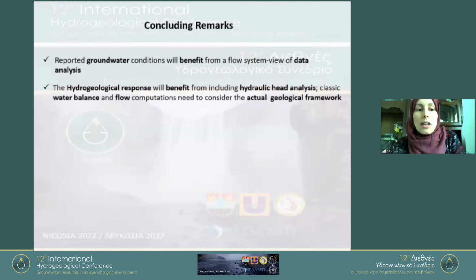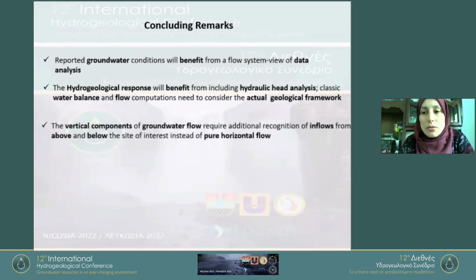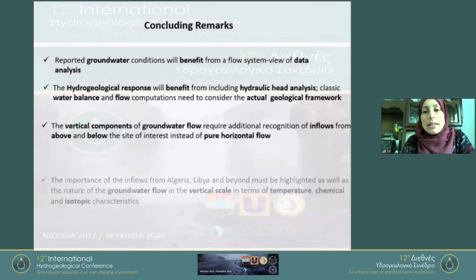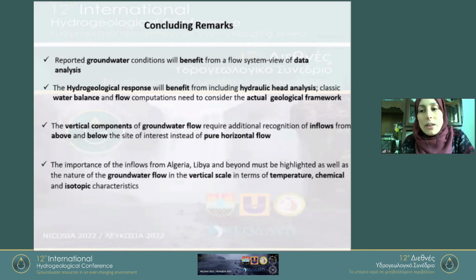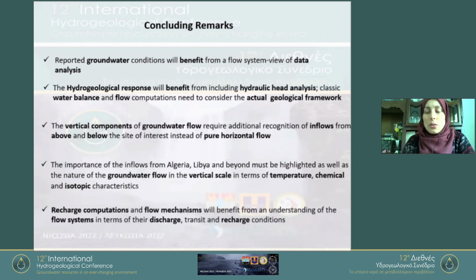Okay. Overall, the actual geological framework is the base of hydraulic head analysis, classic water balance and flow computation, and the term to understand the hydrogeological response. The pure horizontal flow could not include the vertical component of groundwater flow. Temperature, chemical, and isotopic characteristics are important to analyze the regional groundwater flow. And finally, recharge, transit, and discharge will give more understanding of the flow mechanism.